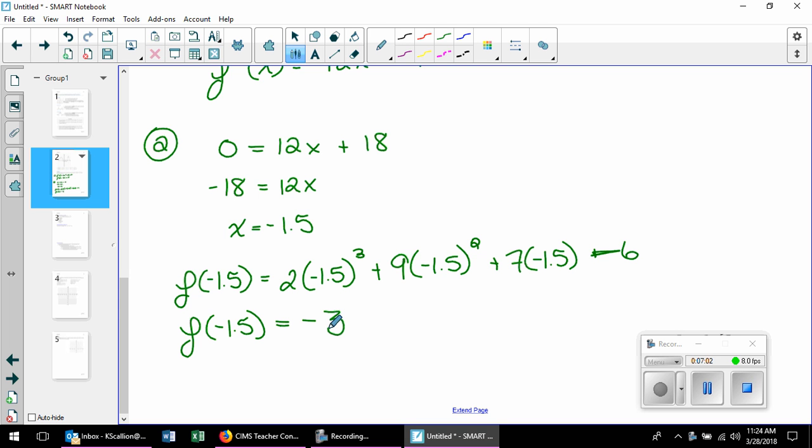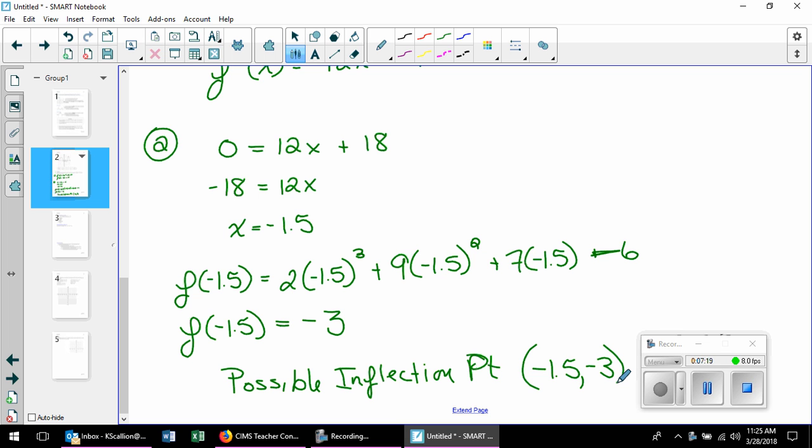So my possible inflection point. Why did I call it possible? Not my inflection point. Anybody have an idea? Because remember, sometimes it doesn't change. Like if we have that drag, it's either opening up or opening down. So I have to make sure that my concavity changes in order for it to be a true inflection point.